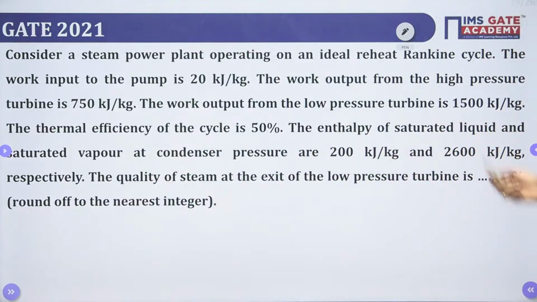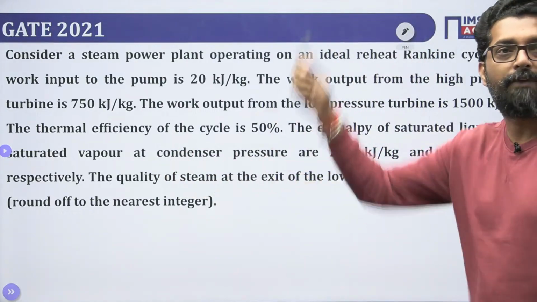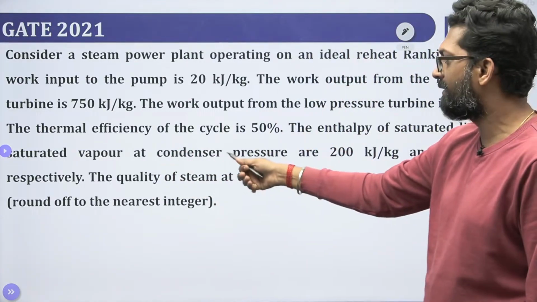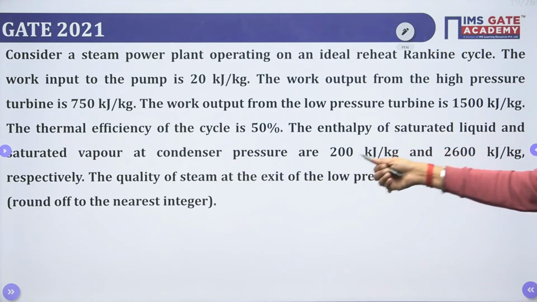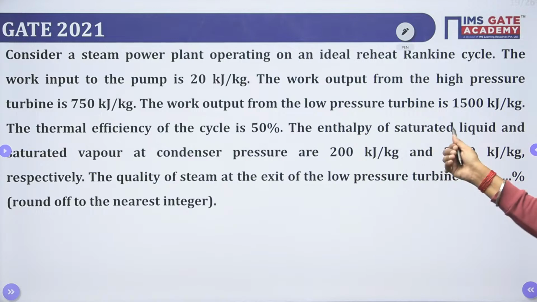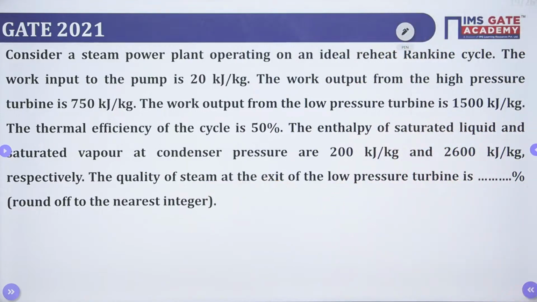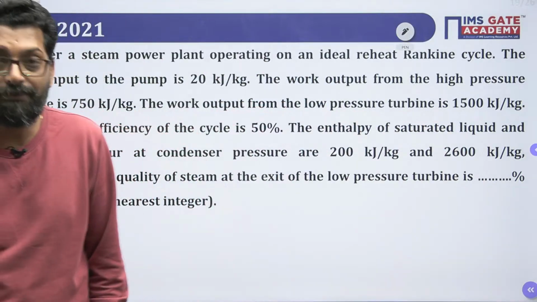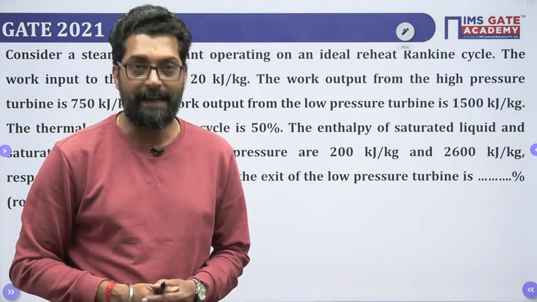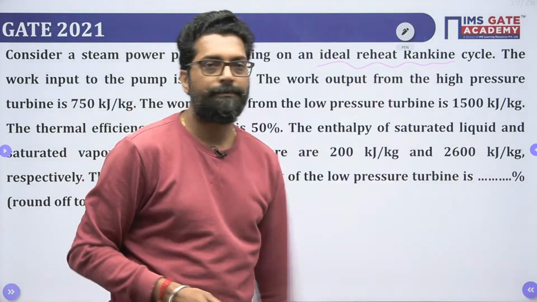The enthalpy of saturated liquid and saturated vapor at the condenser pressure is given. Finally it will reduce the pressure to the condenser pressure, and the condenser is at negative pressure. This is your saturated liquid enthalpy, and this is your saturated vapor enthalpy. We have to find the quality of the steam at the exit of the low pressure turbine. That means you have to find the dryness fraction. So first we have to discuss what is the reheat.